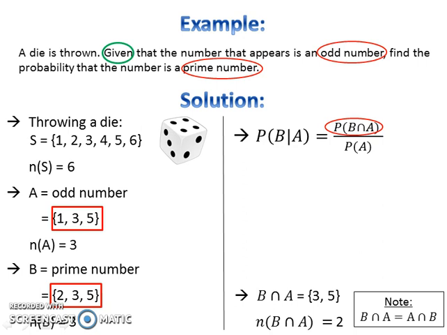Please note that B intersects A is just the same as A intersects B. Now going back to the probability that we want to find, the probability of B intersects A would be number of elements in B intersects A over number of elements in the sample space, and the probability of A would be number of elements in A over number of elements in the sample space. Thus, we have 2 over 6 divided by 3 over 6, which makes the probability of B given A equals to 2 over 3.